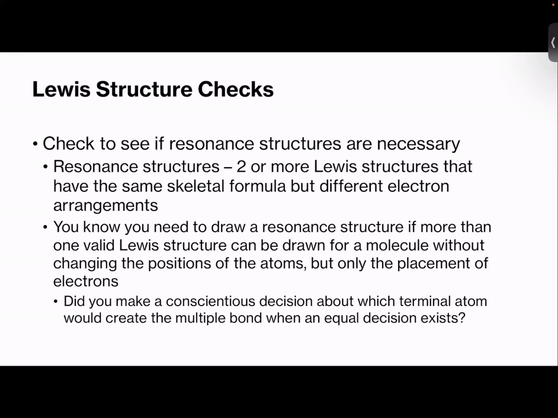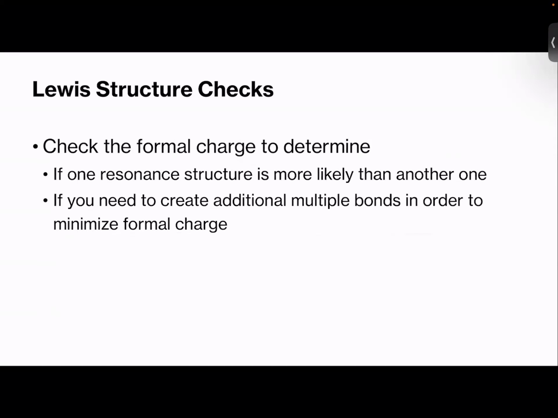Finally, we're going to check to see if we need that expanded octet. The way we're going to check is to determine the formal charge on each atom within the molecule. The formal charge will tell you if one resonance structure is more likely than another resonance structure to be the correct structure. It tells you if you need to create additional multiple bonds in order to minimize formal charge.